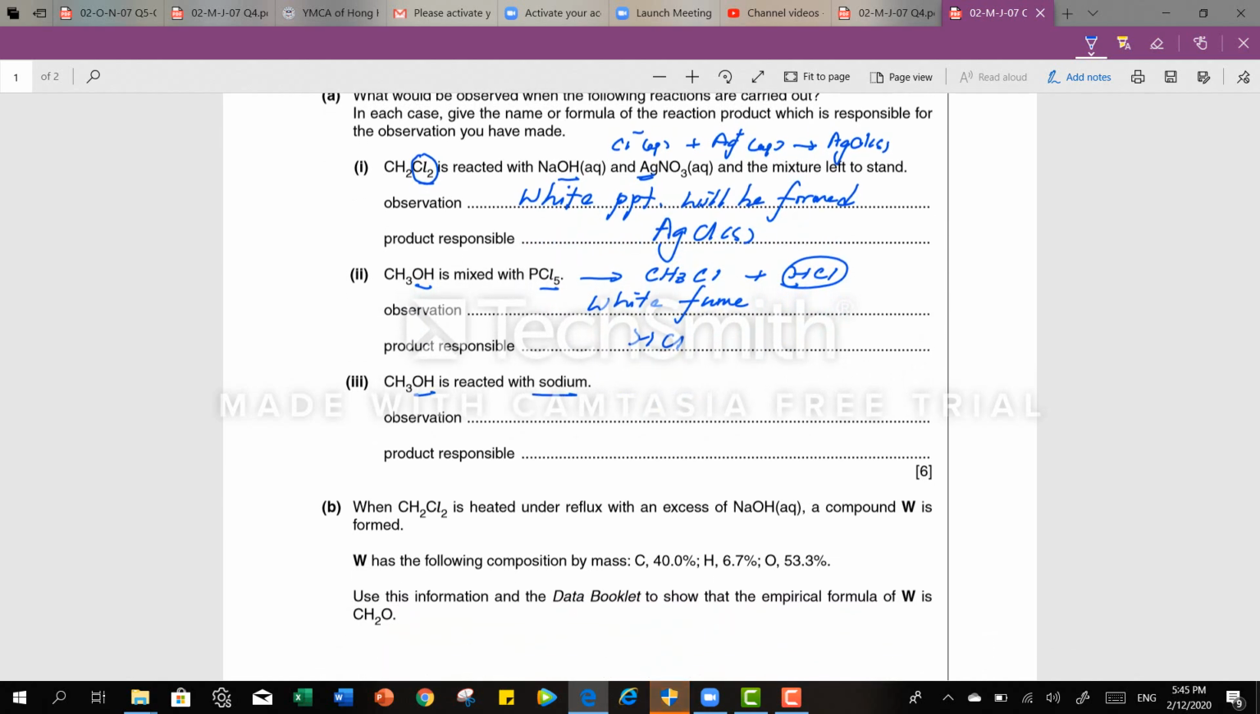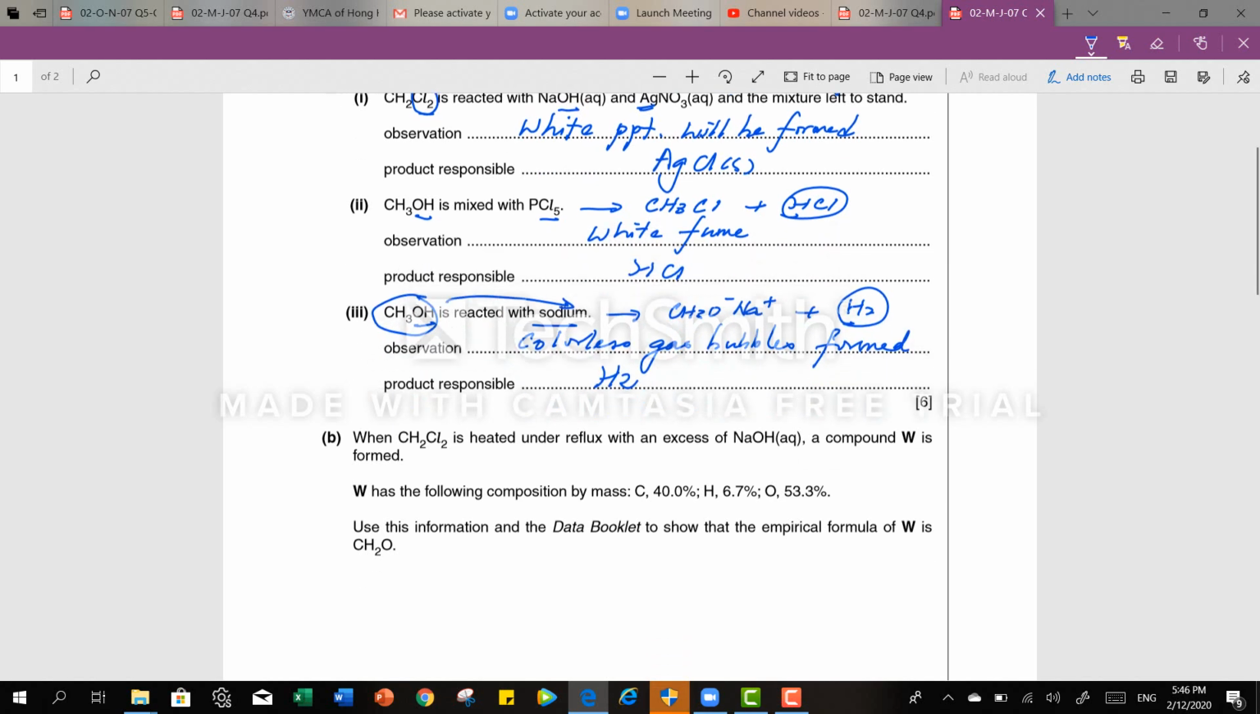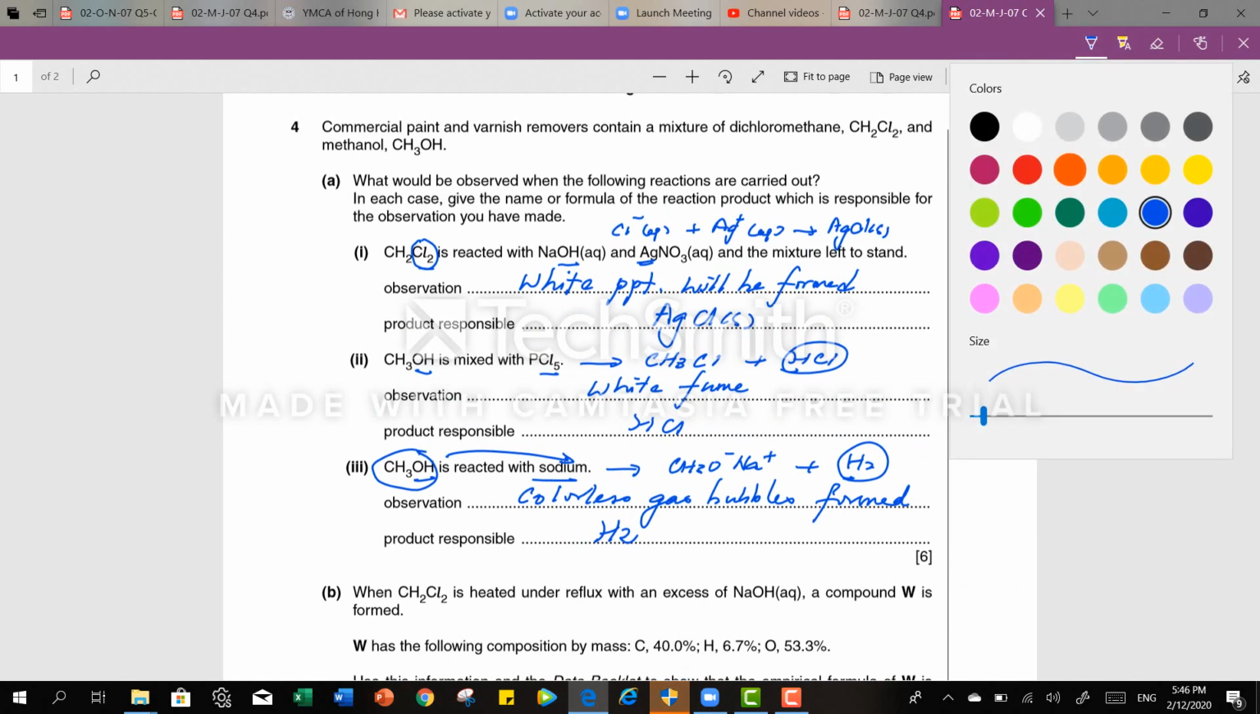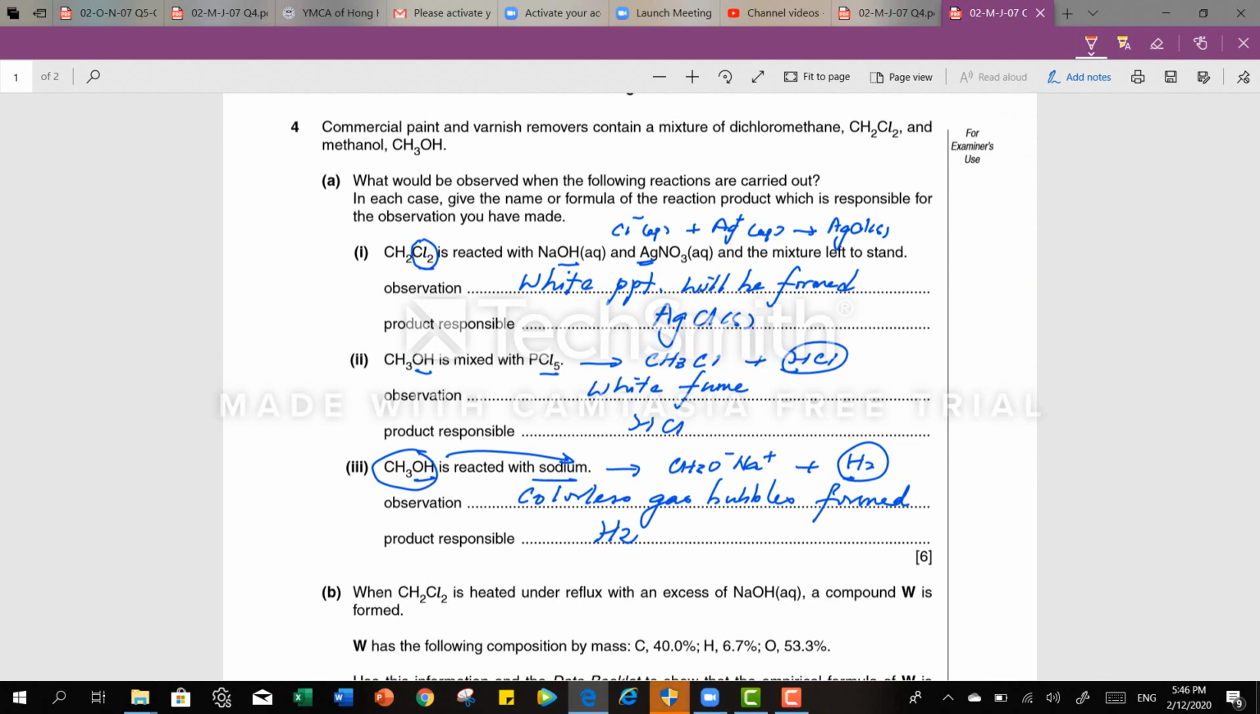And this one, I told you, when the alcohol reacts with a very reactive metal like a group 1 metal, it acts as an acid. So it will give out the salt, the alkoxide ion, sodium methoxide, together with hydrogen gas, just like how a metal reacts with an acid, okay? Because of the presence of hydrogen gas, colorless gas bubbles form. The product responsible is H2. Any questions so far for this one? It's just a test of if you still remember the reactions that we learned in the previous few chapters.